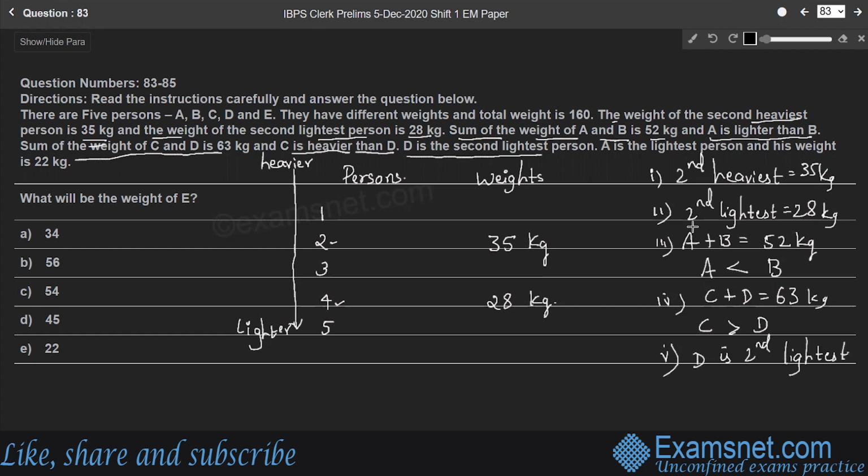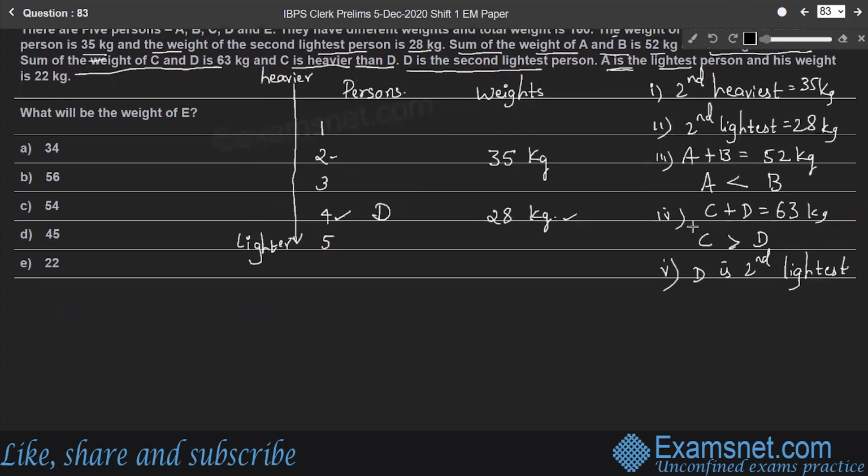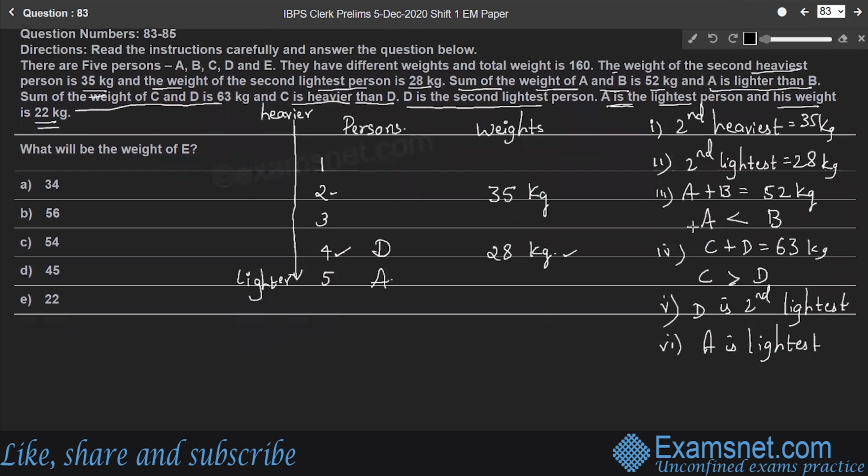So second lightest means fourth person. So fourth person is D, whose weight is 28 kg. Right? And next point is A is the lightest person. Here, sixth point, A is lightest. That means the last person is A, lightest person, and his weight is 22 kgs. 22 kg. Right? So based on this information here, what will be weight of E here?